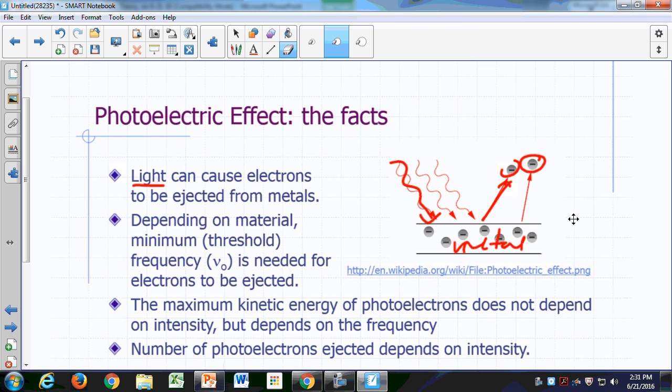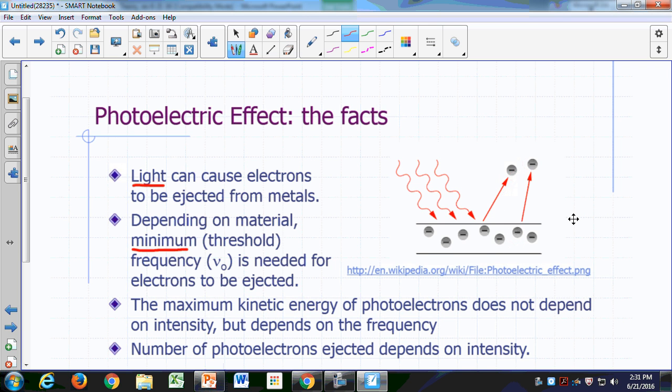Okay? And depending on the material that you use, the metal that you use, there's a threshold or minimum frequency, nu naught, that you need in order for electrons to be ejected. Basically, if nu is less than nu naught, less than the threshold frequency, you can't get any electron to eject, regardless of how intense you make the radiation.